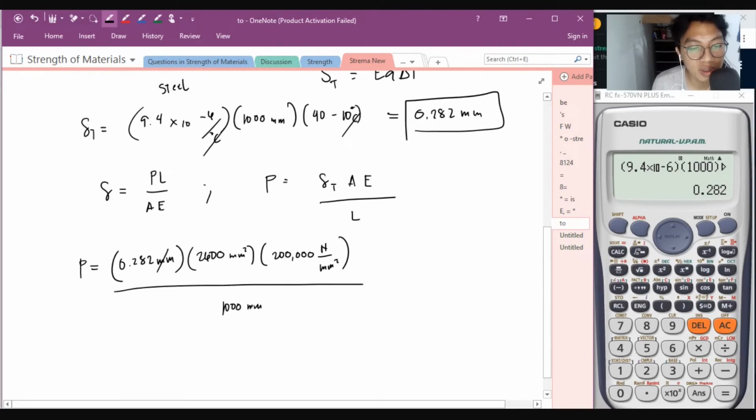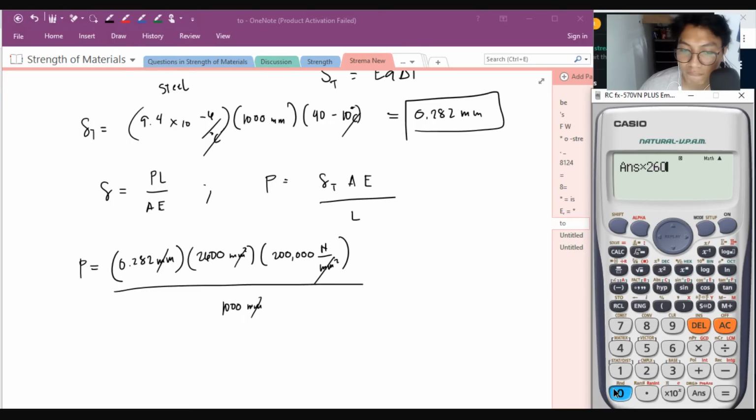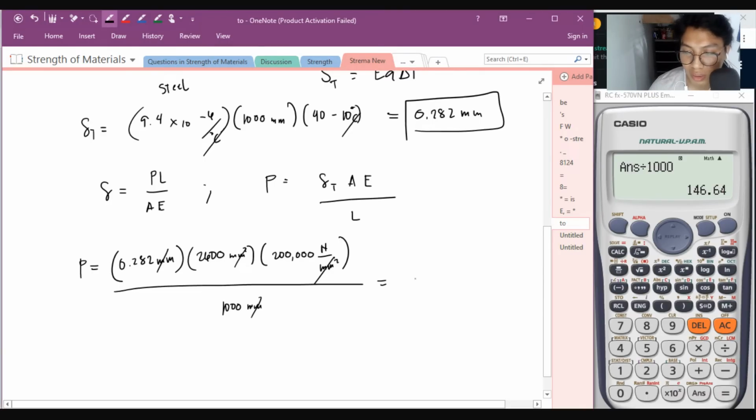The millimeter squared cancels, and what remains is newtons. So, times 2,600 times 200,000, divided by 1,000 in newtons, then divide again by 1,000 to get kilonewtons. That is 146.64 kilonewtons, or 146,640 newtons. That is for that problem.